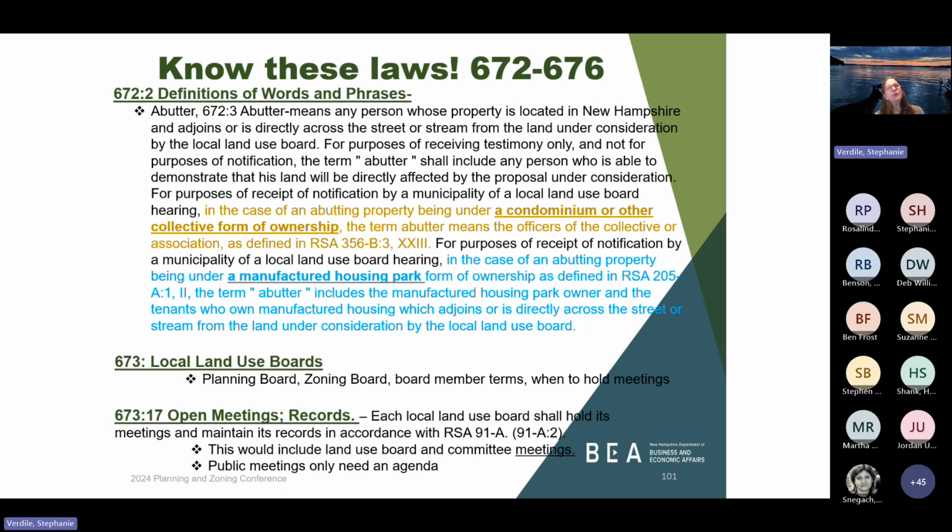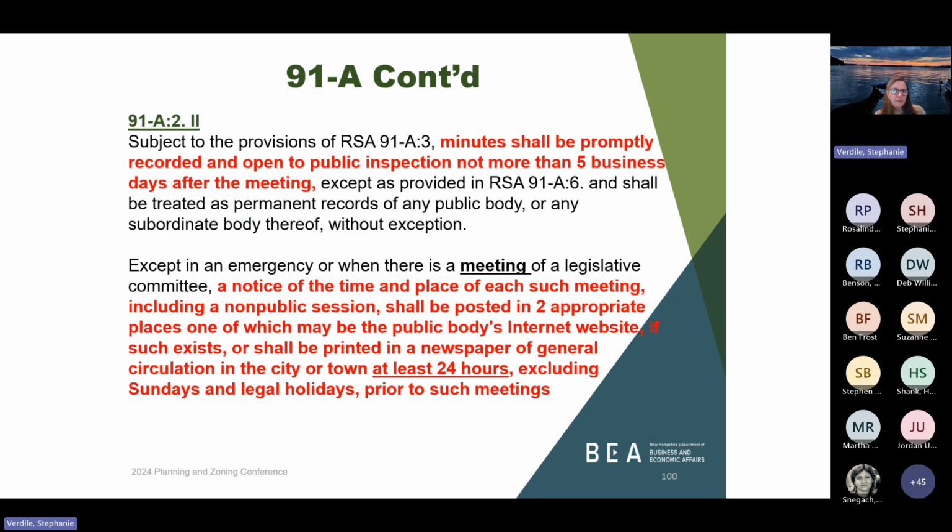I would say yes, but maybe that's something that, if it goes out to everyone in the town. 91A talks about a newspaper of general circulation. Let's see, go back to that. What does it say? Shall be printed in a newspaper of general circulation in the city or town at least 24 hours. I mean, if the library newsletter only goes to specific people, then I would say no, that's not general circulation. But if the library newsletter is sent out like the grocery store weekly shoppers, I would say yes, then that would count as general circulation.